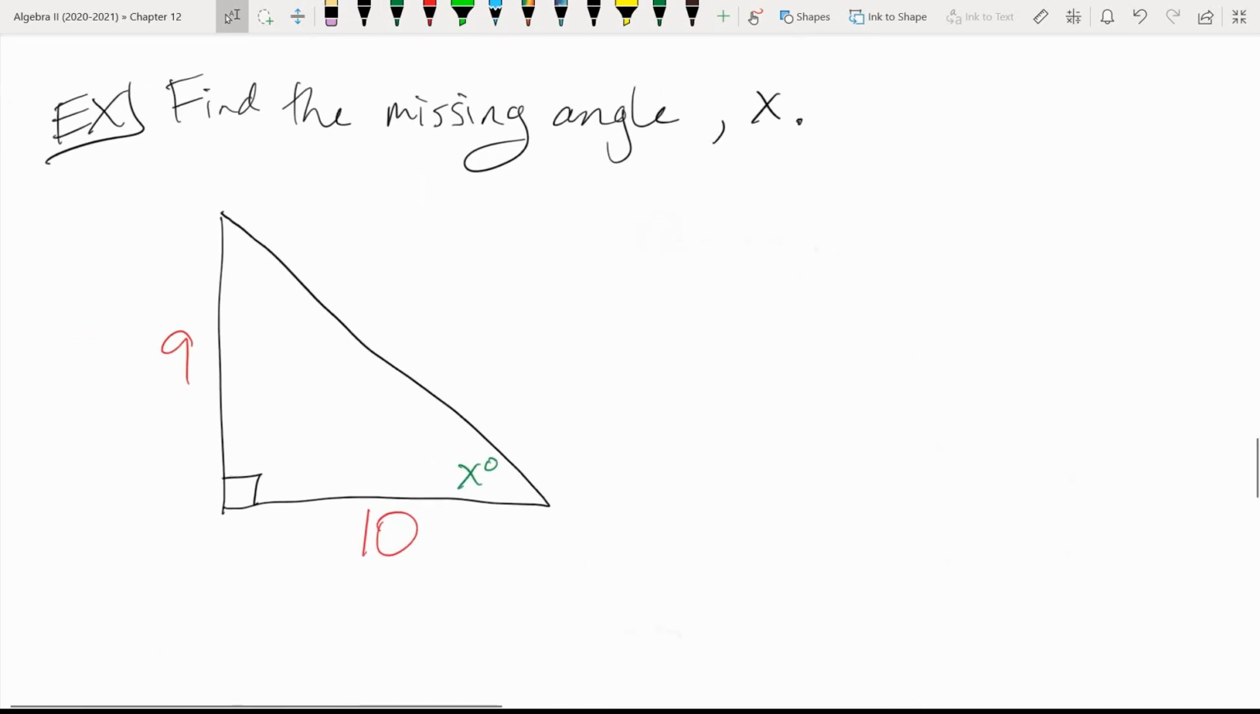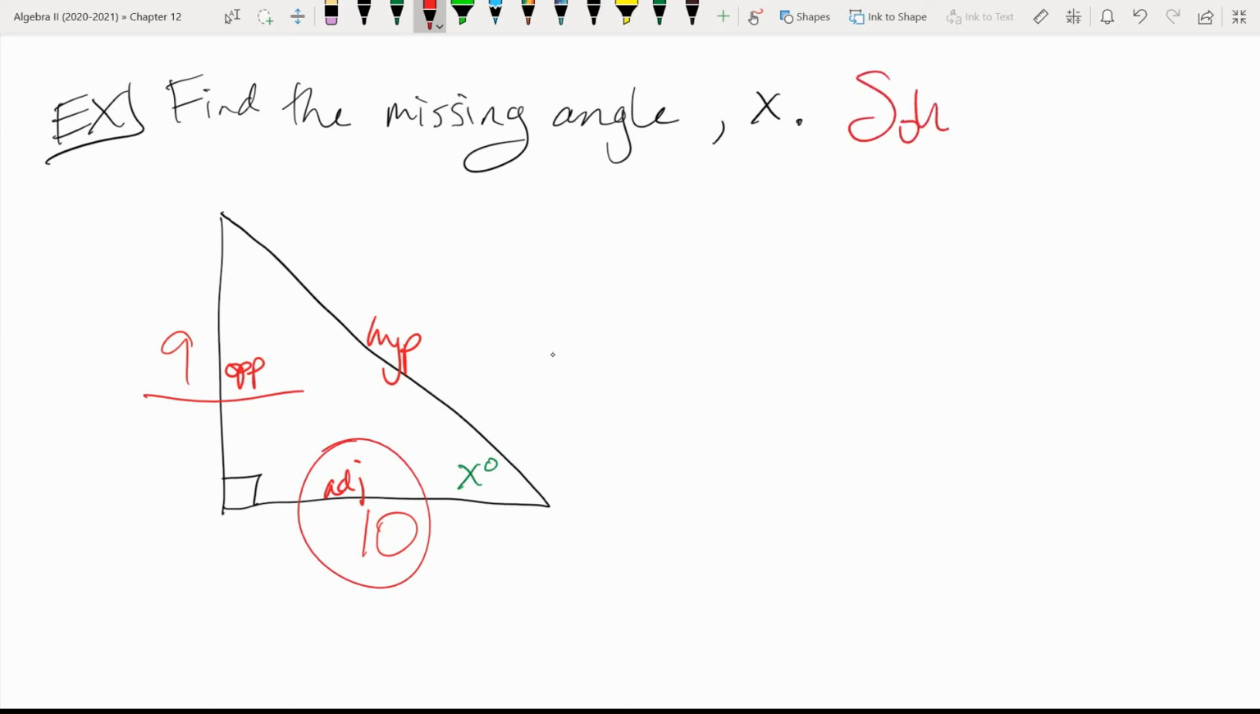So here's one. Let's find the missing angle x in this case. So we're going from the standpoint of this angle down here. So that means this side over here is the opposite side, and this is the adjacent side. And of course, this is the hypotenuse, but I don't know anything about the hypotenuse. But I do know 9 is the opposite length, 10 is the adjacent length. So opposite, adjacent, let's just write up our SOHCAHTOA up here again. That looks like a tangent situation because of opposite, adjacent, TOA.